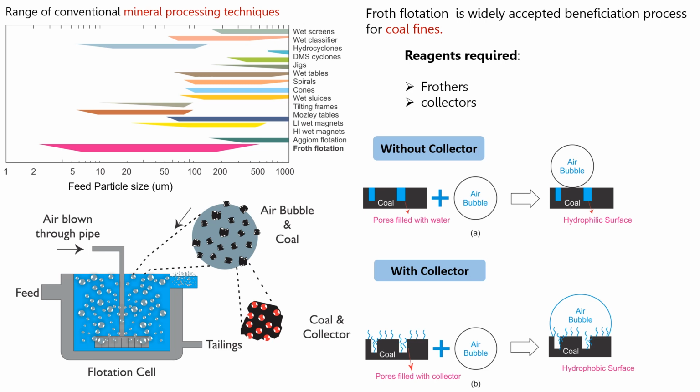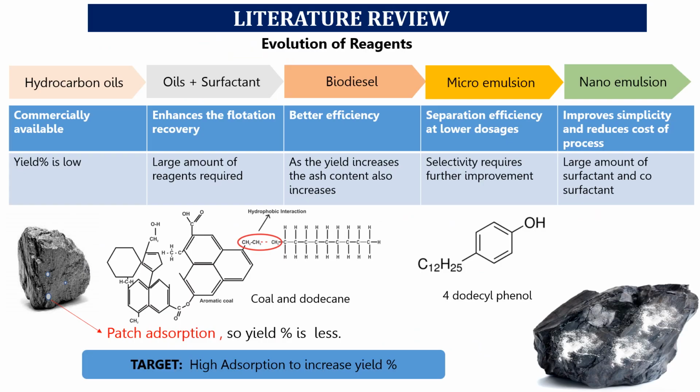As we can see in the diagram, without collector, the pores filled with water interact with the air bubble and give a hydrophilic surface. But with collector, the pores filled with water get displaced on the coal surface and it forms a hydrophobic surface.